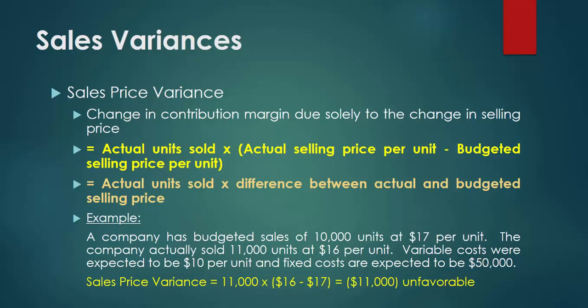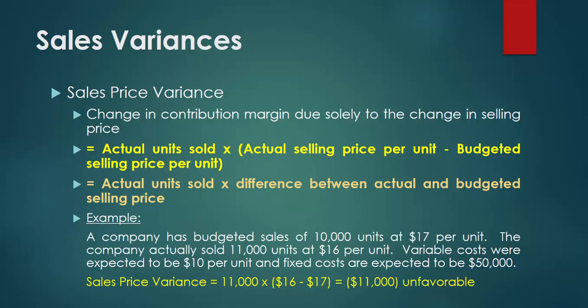So here we have an example at the bottom. A company has budgeted sales of 10,000 units at $17 per unit. The company actually sold 11,000 units at $16 per unit. Variable costs were expected to be $10 per unit, and fixed costs are expected to be $50,000.